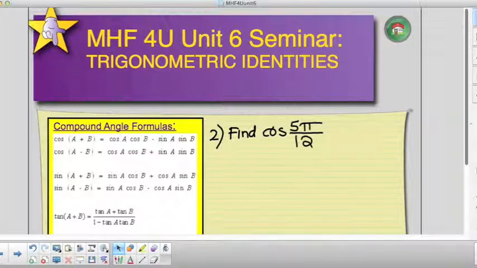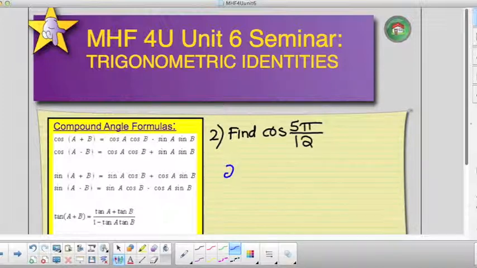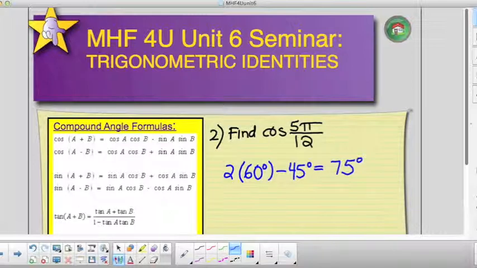This one is a little bit tricky because I can't just subtract 60 minus 30 or 45. I can't play with those values to get 75 degrees. So I have to be a little bit more creative. I know that 2 times 60 degrees minus 45 degrees is going to be equal to 75 degrees. Sometimes you have to multiply one of the special angles by a constant in order to generate what you're trying to achieve.